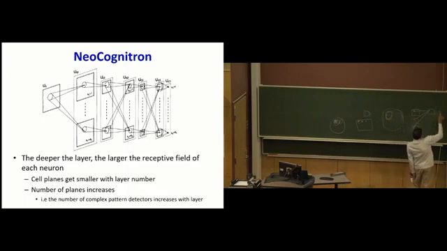Then when I get to the next layer, this is looking at a small region in the output of the previous layer, which means that the next layer of S cells is actually combining a bunch of these. And it actually responds to a much bigger region in the input. So as you go through the network, the receptive fields of each of these neurons get larger and larger, and the patterns that they detect get more and more complex.